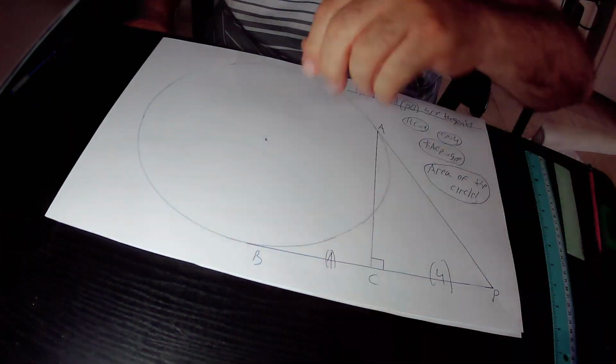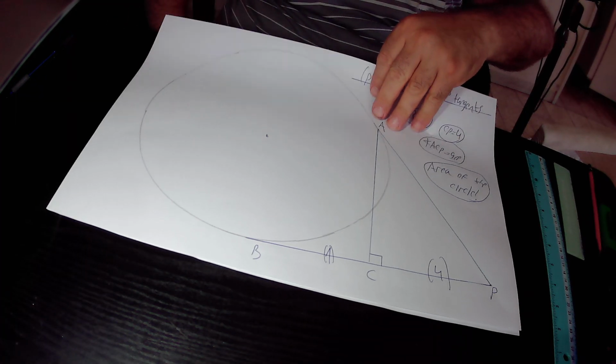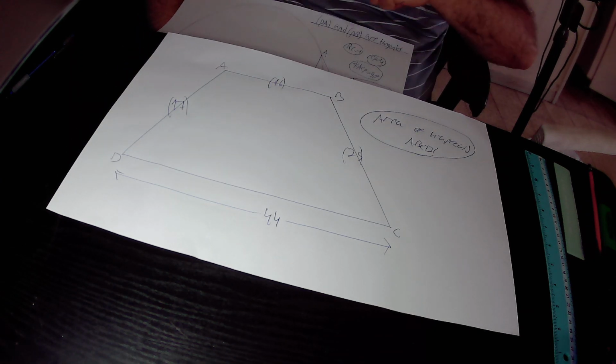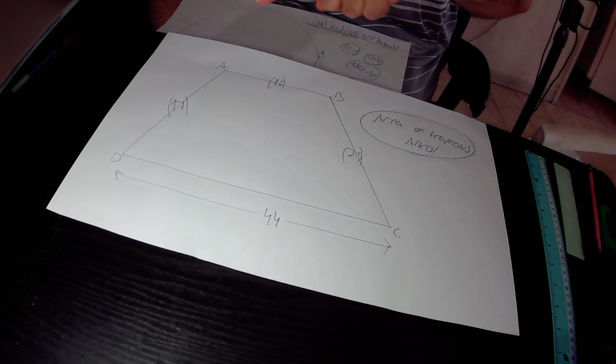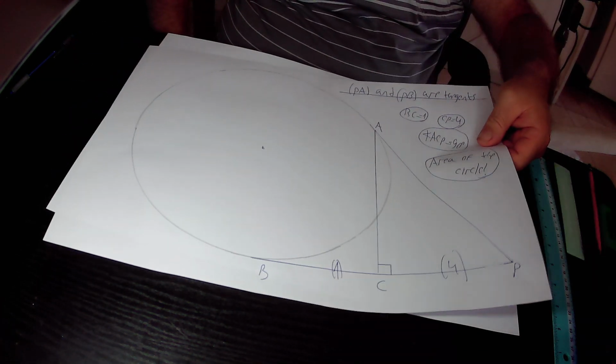Hello, in this lecture we'll answer two questions. In the first question we'll find out the area of this circle, and in the second question we'll find out the area of trapezoid ABCD. Okay, so we'll start with the first question.